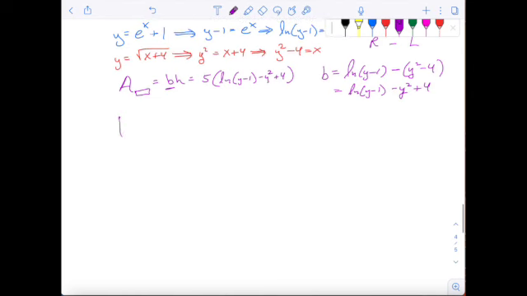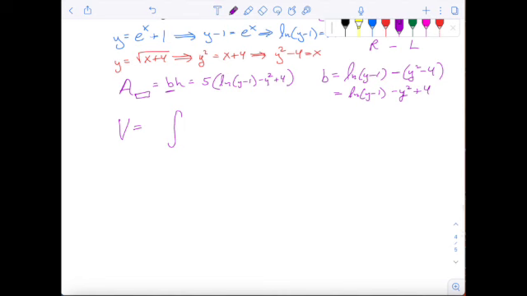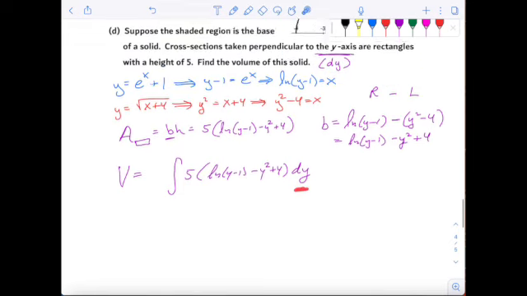And so your volume is going to be integrating that. Now, here's a problem that you might not have anticipated at the beginning of this problem. The area of this is 5 times ln of y minus 1 minus y squared plus 4 dy. If you want, you could factor the 5 out in front. Frequently we do that. But what are those limits of integration? And that's the problem here. In terms of y, you need those y values.